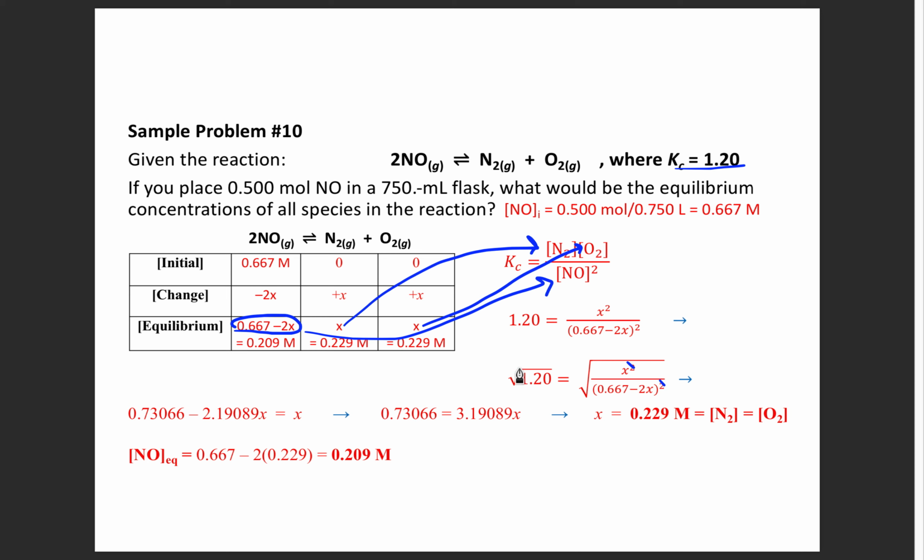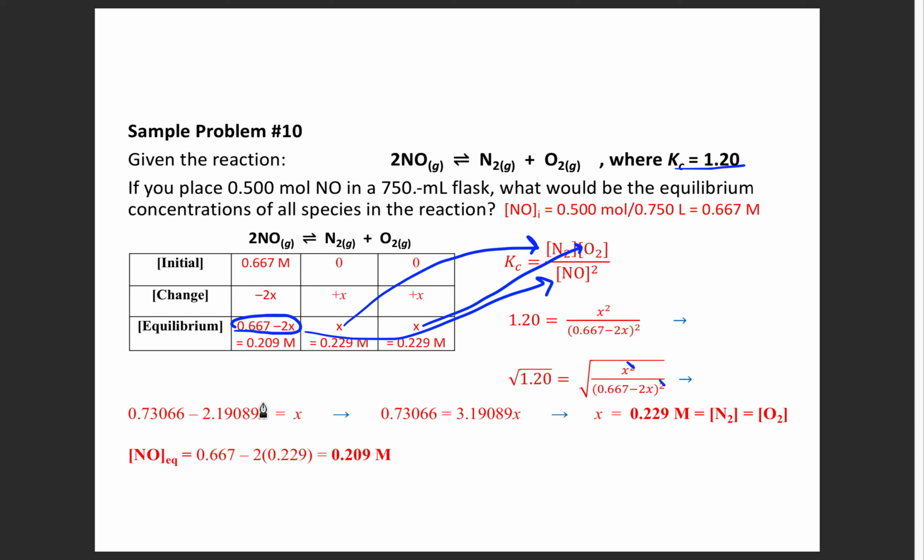So if you take the square root of this times your 0.667, you're going to get this, 0.73066. If you take your square root of 1.2 times negative 2x, you're going to get negative 2.19089x. And I'm just extending out the decimal values. We'll adjust for sig figs later, but I don't want to cut it short just yet. We want to adjust at the end. And then, of course, x is by itself right here, so that's all equal to x.